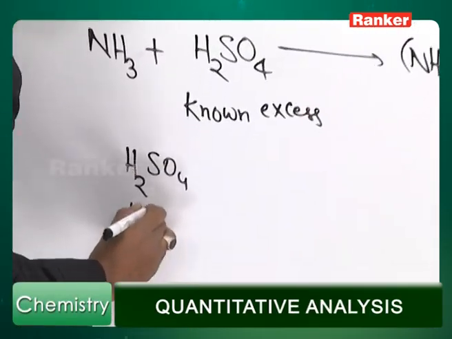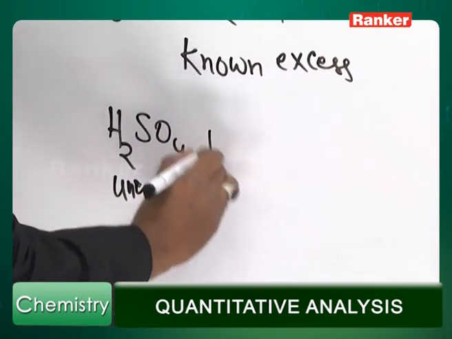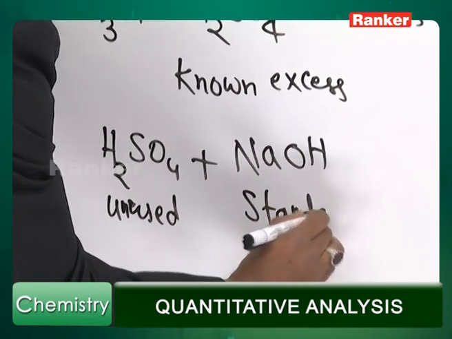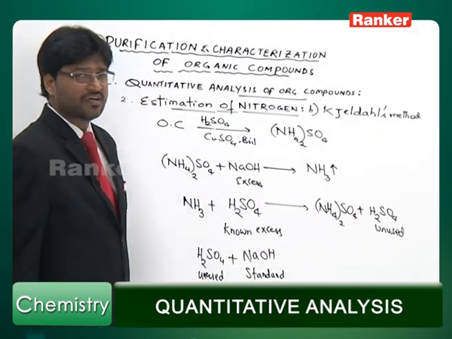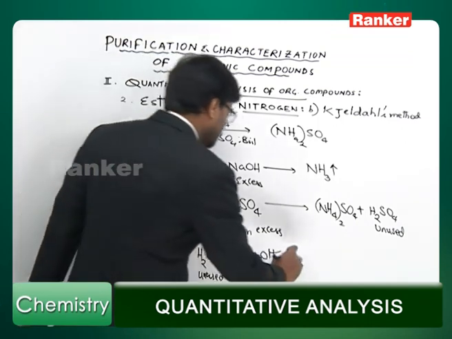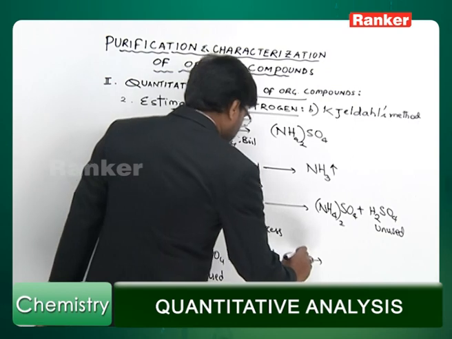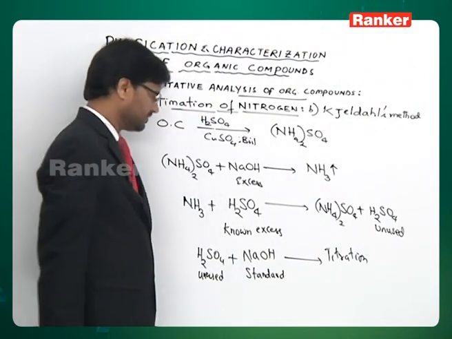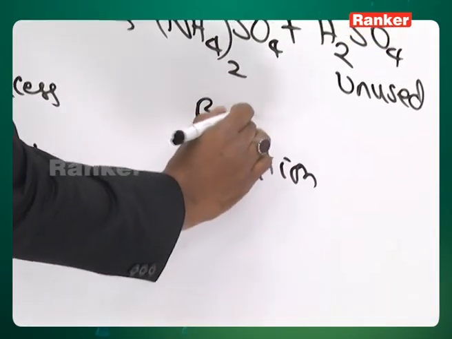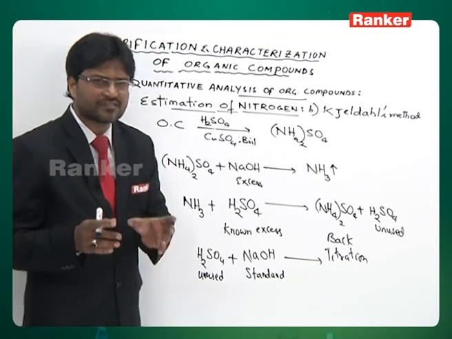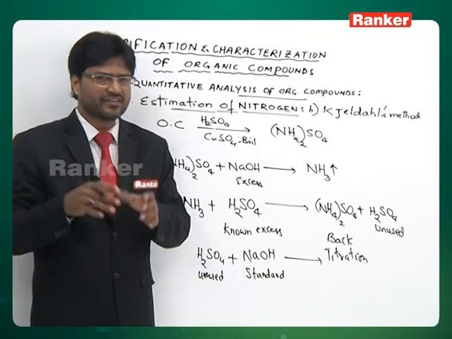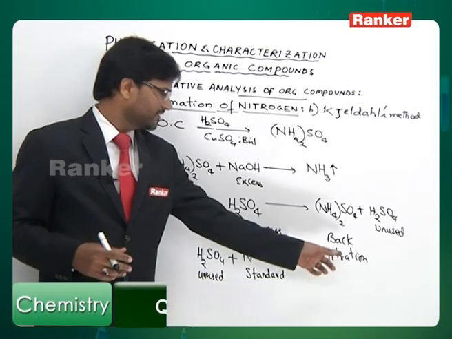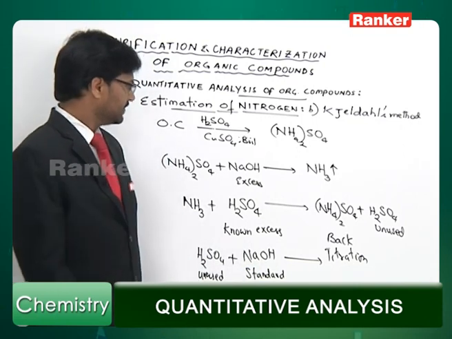This is the unused sulfuric acid. You will have to make use of standard solution of sodium hydroxide. That means a solution of known concentration. The reaction is called titration. It is a case of back titration. So, the ammonia gas is made to pass into a known excess of sulfuric acid, and the left out sulfuric acid is estimated by back titrating it with standard sodium hydroxide.